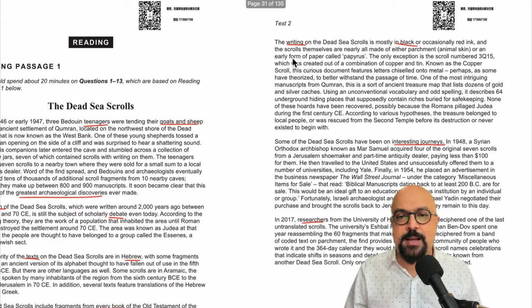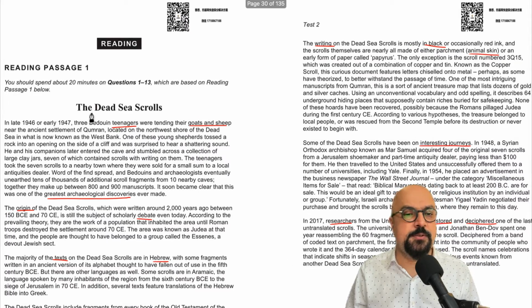Moving on, the writing, blah blah, is mostly in black. So it's all about the color apparently, and animal skin. So also the color and the material apparently. All right, used, and then some of the Dead Sea Scrolls have been on interesting journeys. That's the content of the book. And then researchers restored and deciphered. Okay, so it's about how they worked on it. This is their scientific work on the Dead Sea Scrolls.